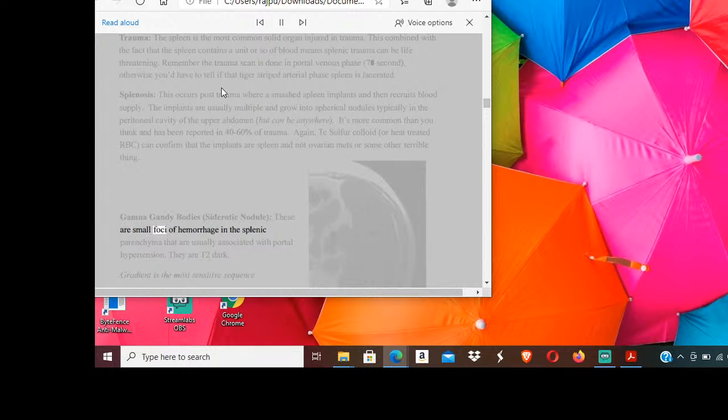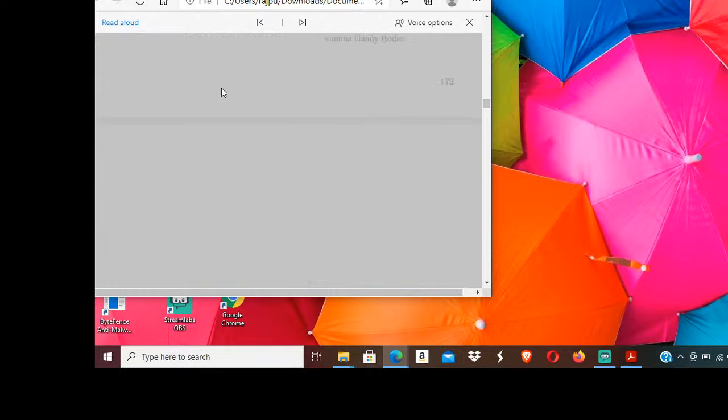Gamna-Gandy bodies, siderotic nodules. These are small foci of hemorrhage in the splenic parenchyma that are usually associated with portal hypertension. They are T2 dark. Gradient echo is the most sensitive sequence.